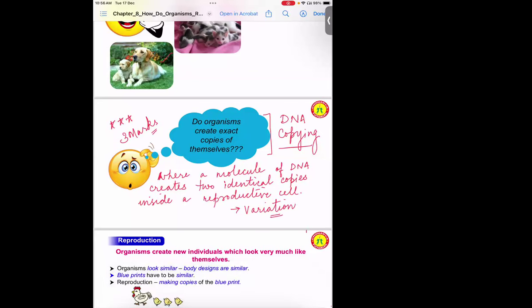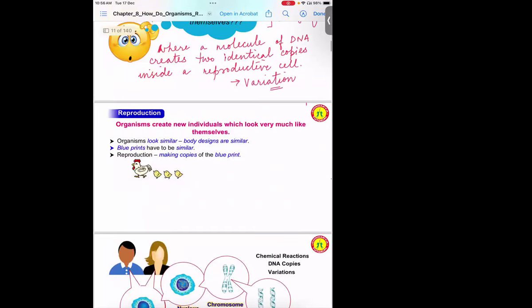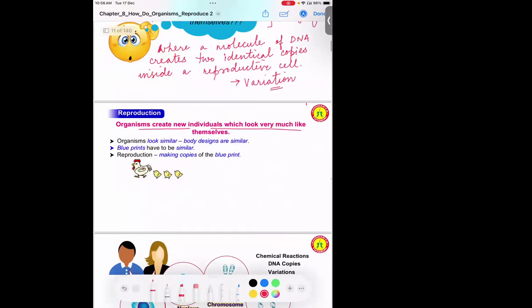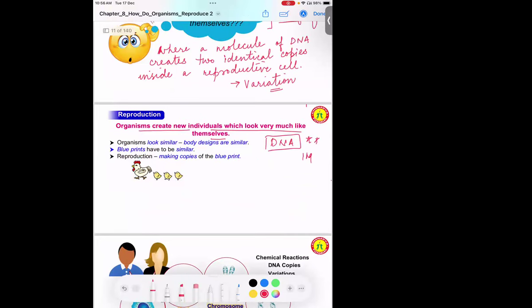Then reproduction, as I have mentioned, creates new individuals which look similar to themselves. And why do they look similar? Because of their DNA. Again, a 1 mark question. In the case of the DNA, what do they ask actually? They ask you in the 1 mark, like name the information source of protein. So who will be carrying the information related to the source of protein? The answer is the DNA.